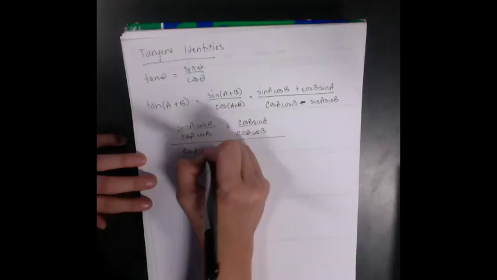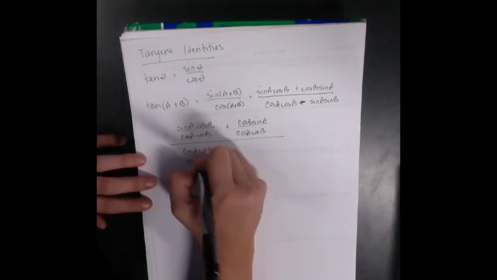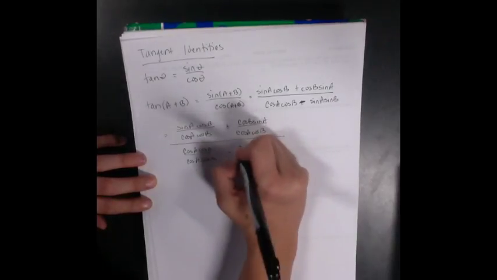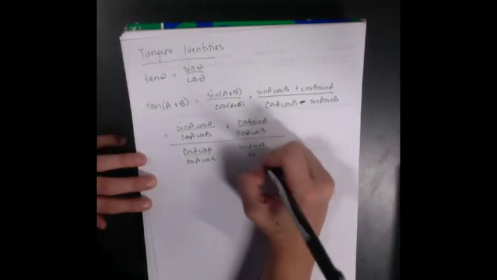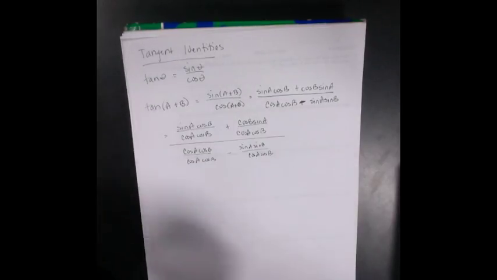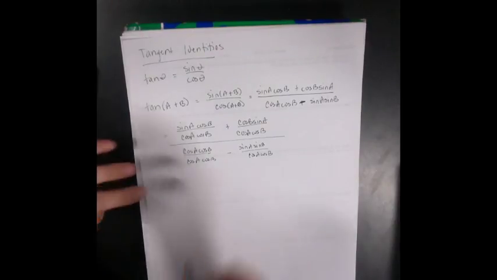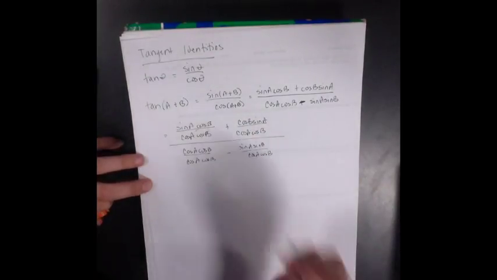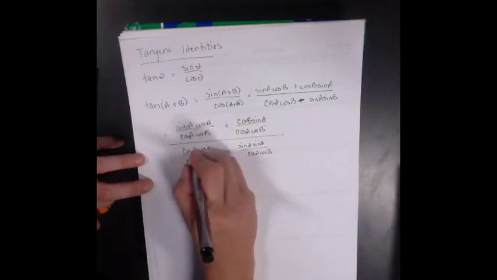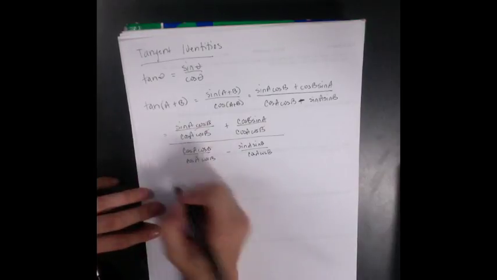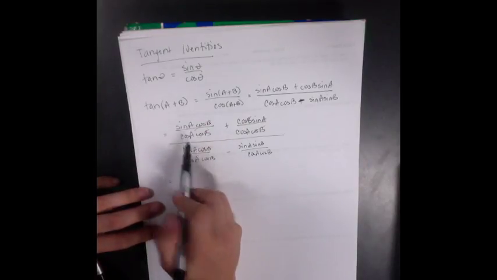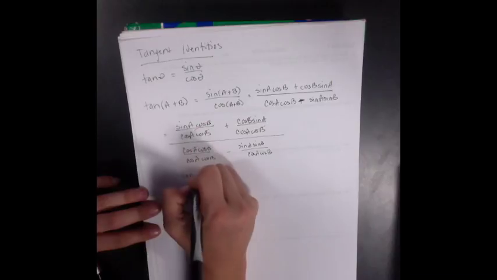Cosine a cosine b over cosine a cosine b minus sine a sine b over cosine a cosine b. Now I'm going to cancel things. I'm going to cancel my cosine b here, my cosine b here, my cosine a and my cosine b here. Now what I'm left with, I have sine of a over cosine of a. That's the tangent of a.